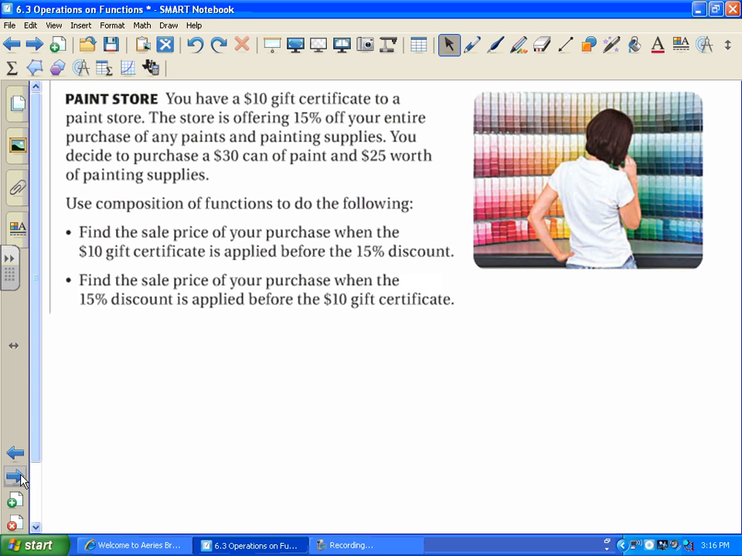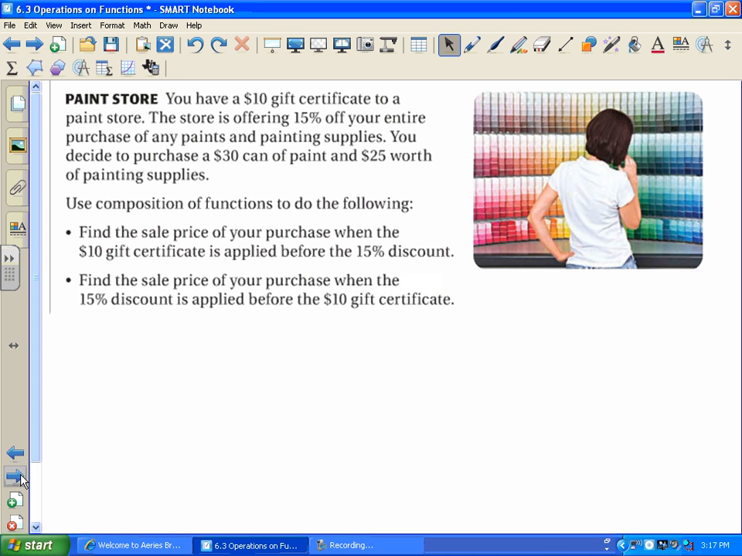Last problem. It's a lot of writing. This problem is in your textbook, so if you don't want to write the whole problem down, that's okay. I'm more concerned about the work here, and I want to hopefully relate this to the composite functions that we've been doing. So, in the paint store, you've got a $10 gift certificate. The store is also offering 15% off your entire purchase of any paints and painting supplies. You need to purchase a $30 can of paint and $25 worth of painting supplies.